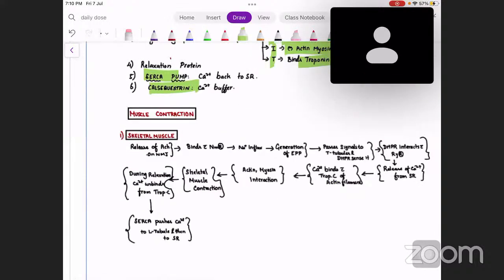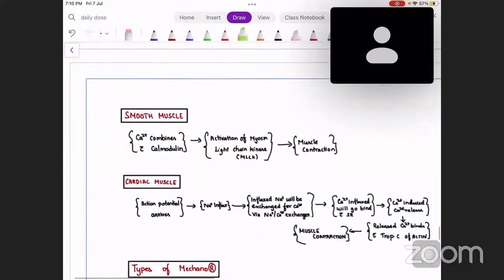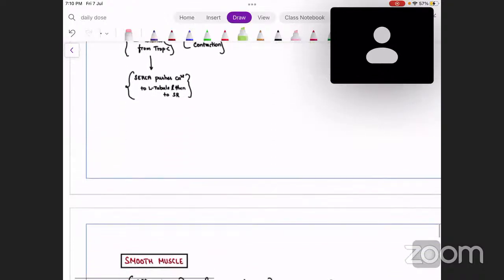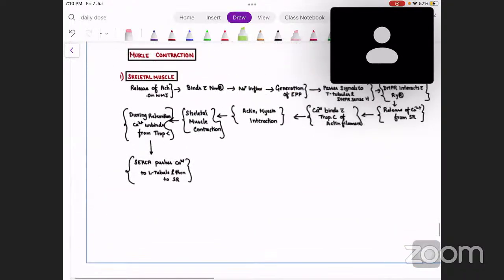Then you have muscle contraction. We study the muscle contraction of all 3 types of muscle: skeletal muscle, cardiac muscle, and smooth muscle. In skeletal muscle, you know that acetylcholine is released at the neuromuscular junction, and then it binds with the neuromuscular receptor, the NM type of receptor.